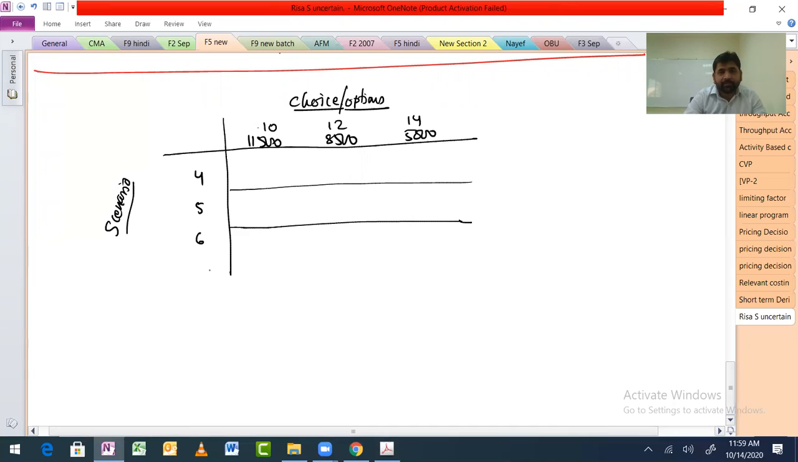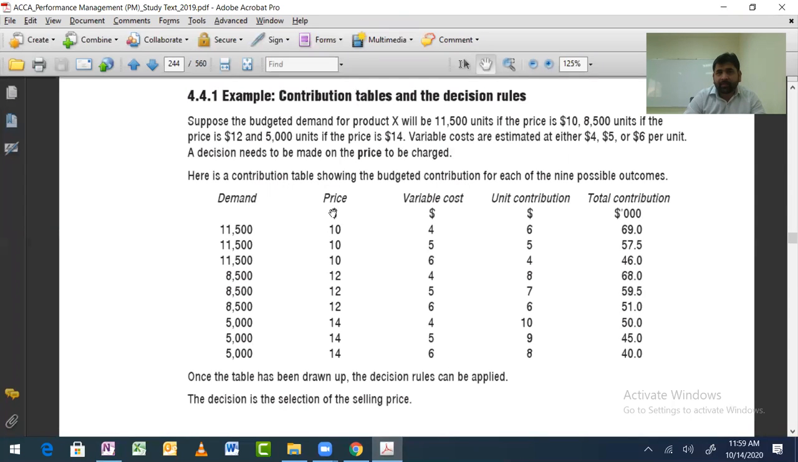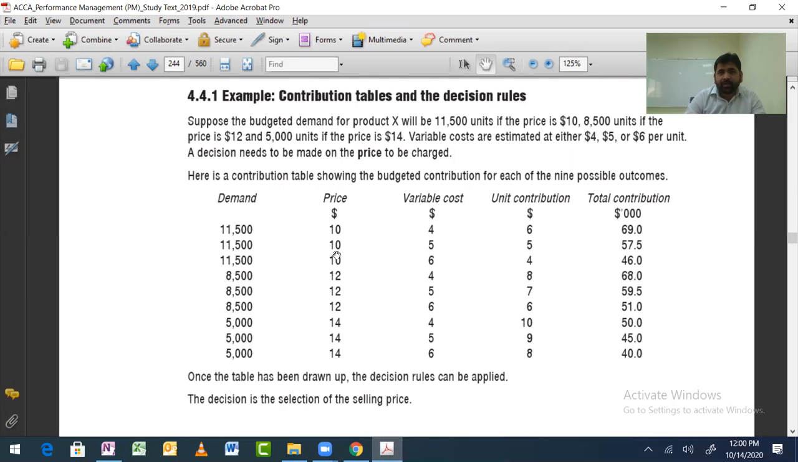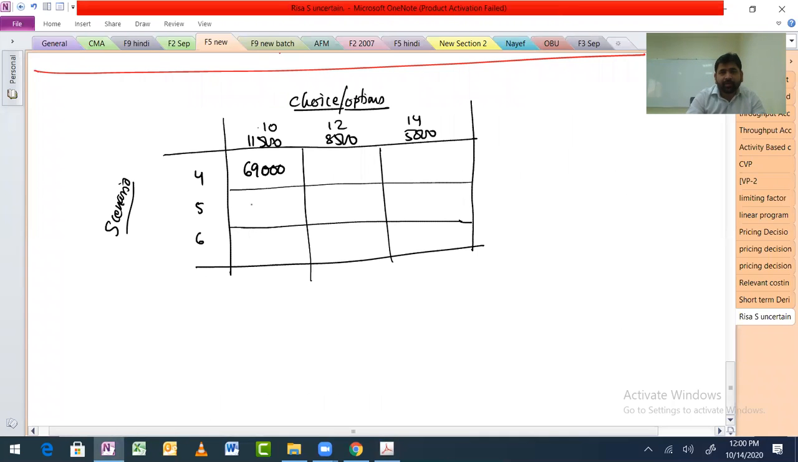So now all we need to do is fill this up and that is our table. They have given you all the numbers, so no need to panic. See, price is 10, variable cost 4, and demand is 11,500. So basically these two things give 69. Similarly, if the price is still 10 and the variable cost is 5, it is 57.5, and then 46.